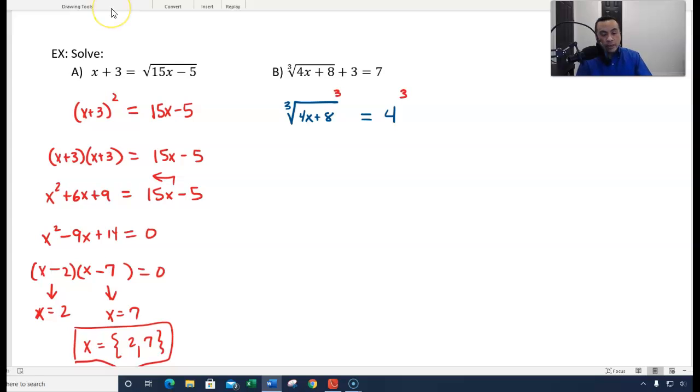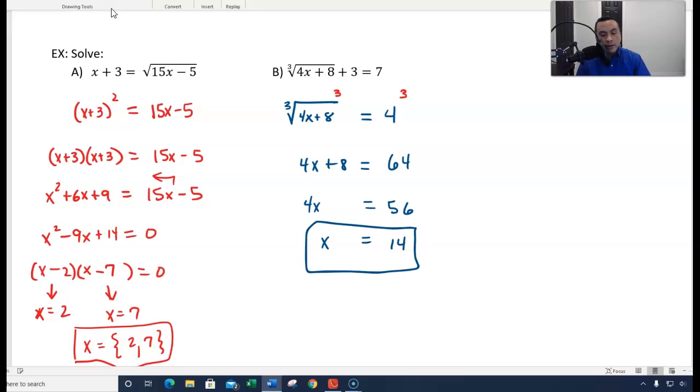If you cube both sides, on the left side, the cube root and the cube will cancel out. And on the right side, you're going to have 4 times 4 times 4. You're going to cube it. That'll be 64. Now, minus 8, this one's not too bad. That's going to be 56, and then divide by 4, so that'll be 14. And it looks like we're done. You should test it out, but I can tell you that that's going to work.